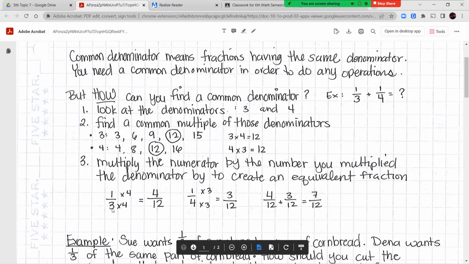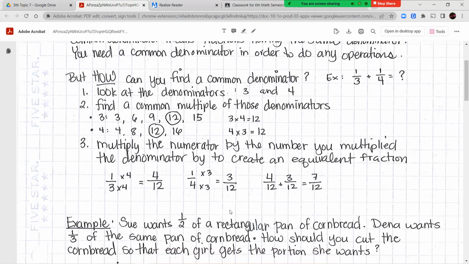So if I needed to multiply my denominator of 3 times 4 to get it to 12, I also need to multiply the numerator of that fraction times 4. For the other one, I needed to multiply that denominator times 3 to get it to 12. So I need to multiply its numerator also times 3. So we're using the same operation for the numerator and the denominator of each one of those fractions.